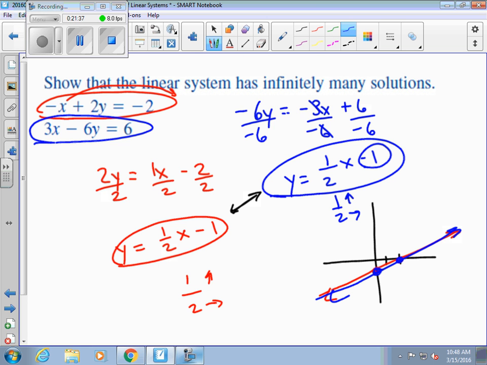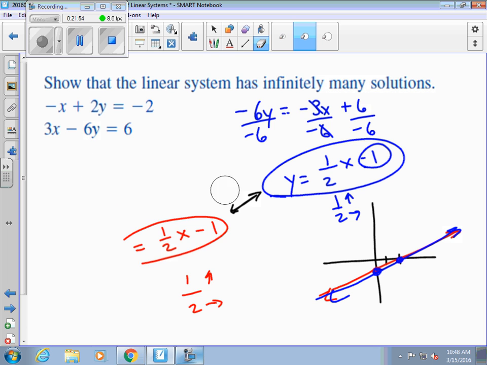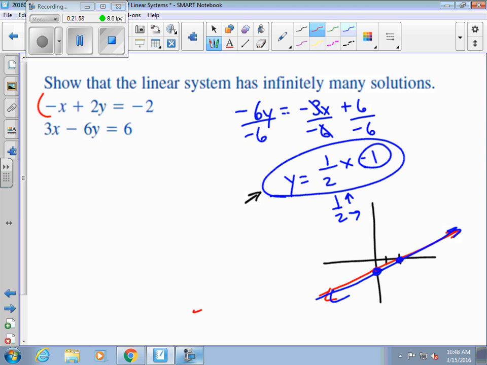The other way to do it is to use the elimination or combination method. Take these two equations, negative x plus 2y equals negative 2, and 3x minus 6y equals 6, and change one of them or both of them to where you have opposite coefficients. If you multiply the top equation by the number 3, 3 times negative x gives you negative 3x. That'll make it where we can eliminate our x's. 3 times 2y is positive 6y, and 3 times negative 2 is negative 6.